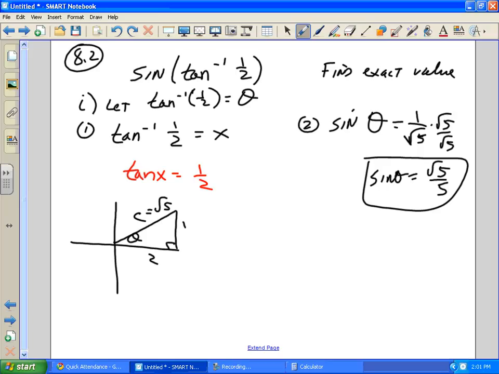Then come down and draw your triangle in the proper quadrant. Find the missing side. Once you find the missing side of your triangle, come back and say the sine of, replacing what's inside the parentheses with theta. You want to find what the sine of theta is based on that triangle, and that value is the square root of 5 over 5. Questions?